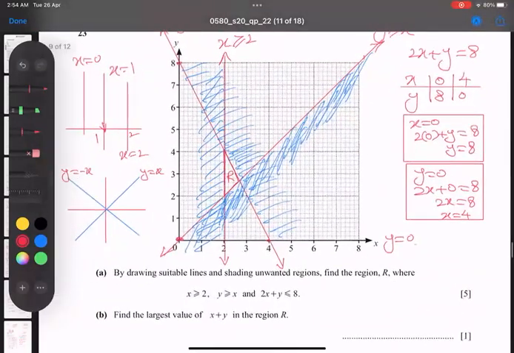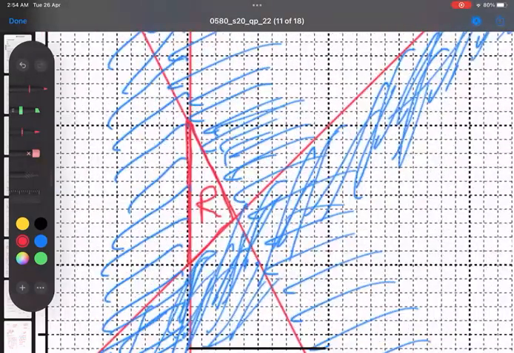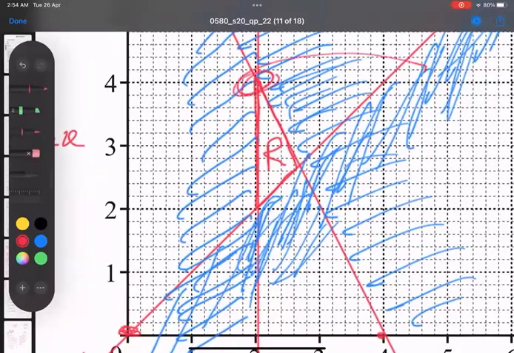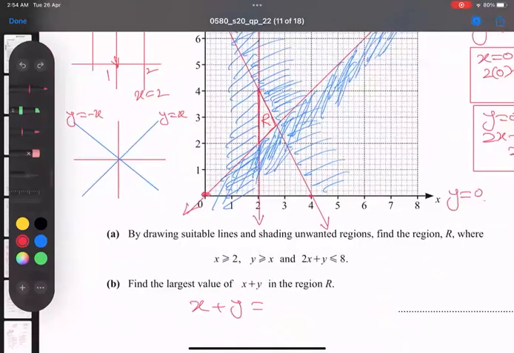Alhamdulillah. The last part of this question is asking for the largest value of x plus y in the region R. So how to find the largest value of x plus y? Let me tell you, let's see the values. At this point, x is 2, y is 4. So 2, 4.